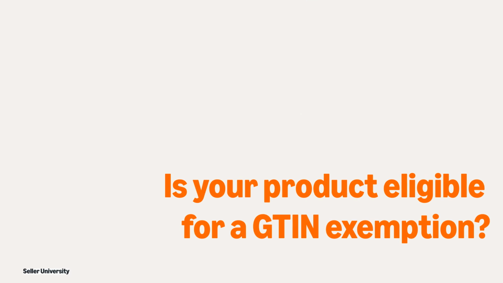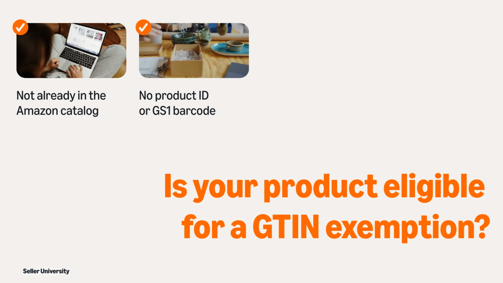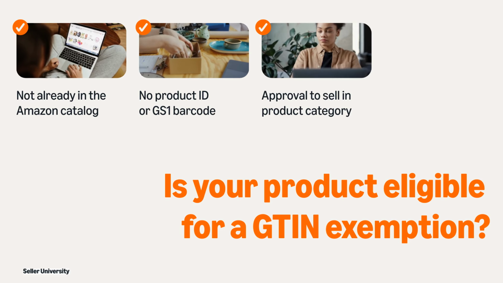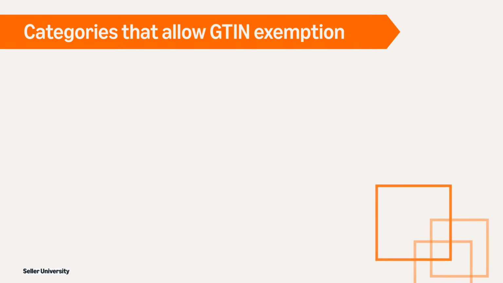To determine if your product is eligible for GTIN exemption, start by making sure it is not already being sold in the Amazon catalog, it does not have a product ID or GS1 barcode, and that you have approval to sell in that product's category if required. Next, check to make sure that your product falls into one of the categories that allow GTIN exemptions.